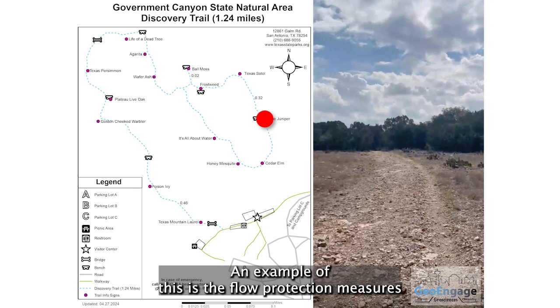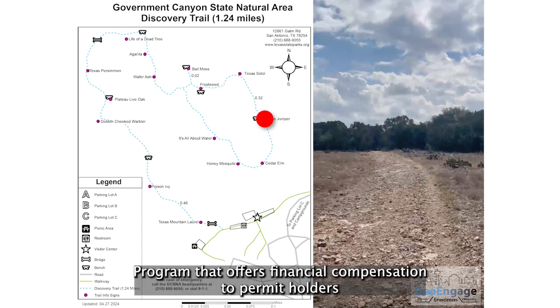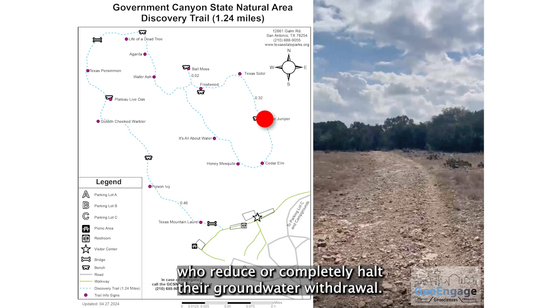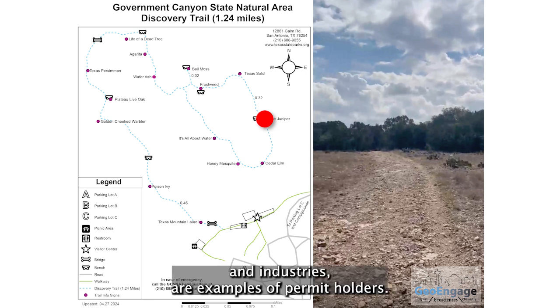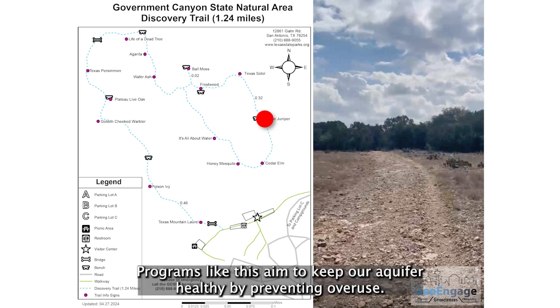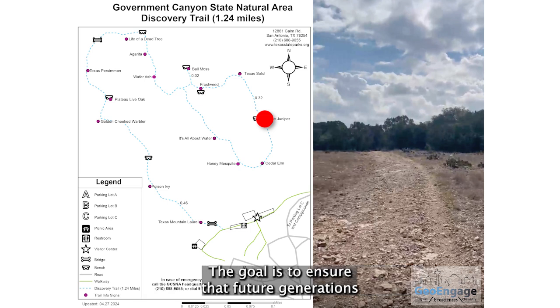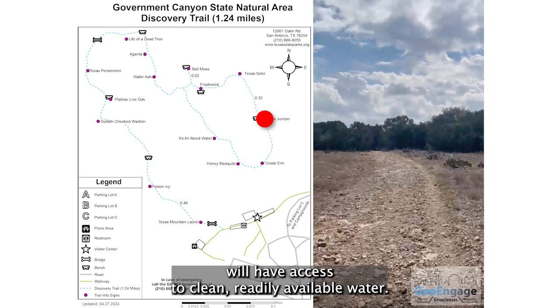An example of this is the Flow Protection Measures Program that offers financial compensation to permit holders who reduce or completely halt their groundwater withdrawal. The City of San Antonio, as well as agriculture users and industries, are examples of permit holders. Programs like this aim to keep our aquifer healthy by preventing overuse. The goal is to ensure that future generations will have access to clean, readily available water.